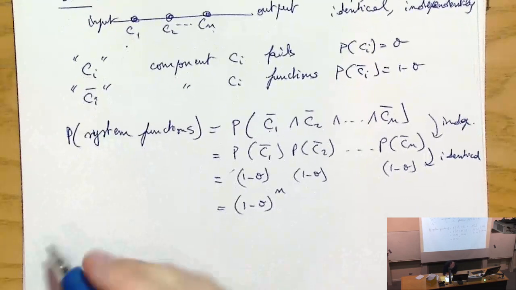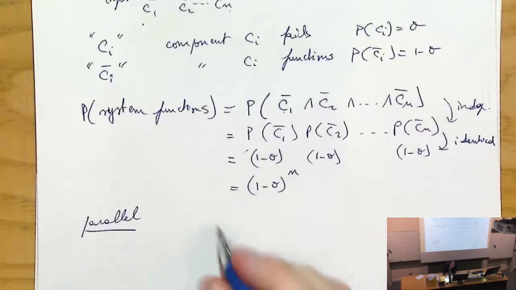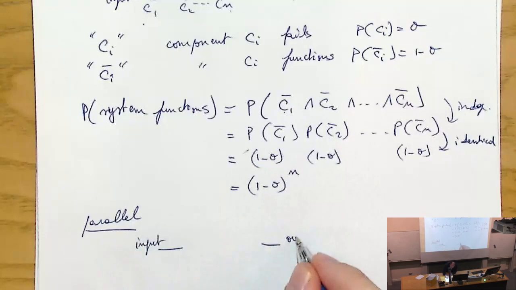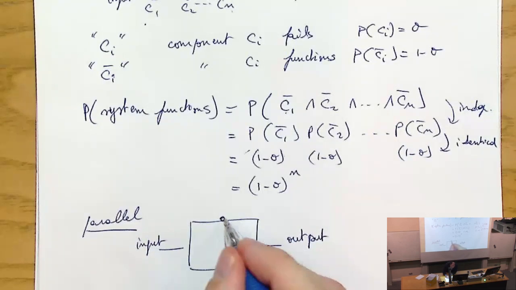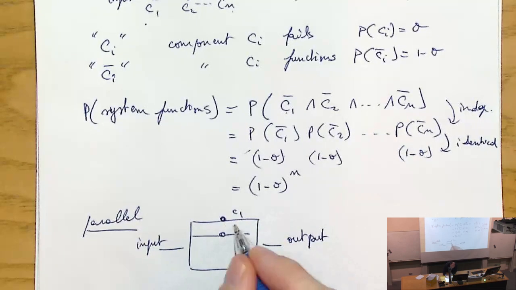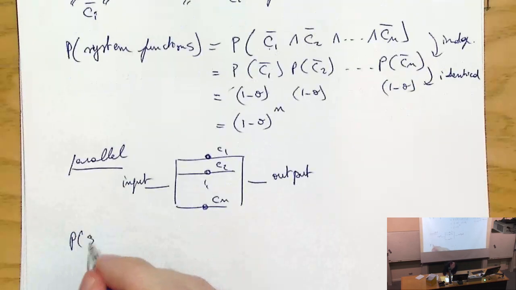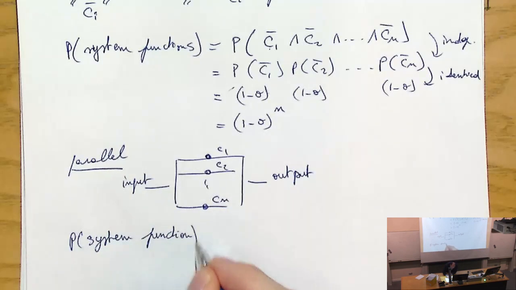Good, so what if now I have systems in parallel? So I have those components, but now I have an input and an output. And I have components in parallel. I have C1, I have C2, all the way to Cn. Right, so what's the probability the system functions? Well, it's different from here.